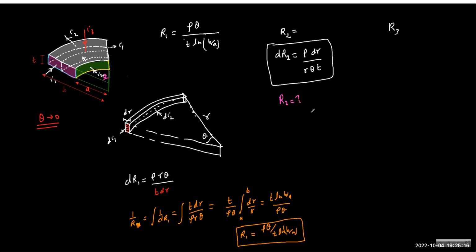So we get rho ln b by a upon theta t. Here dr itself is in the numerator, which means all such elementary resistances will be in series or parallel. Which combination do you see? Okay, you don't know. In series combination, resistance will add up, right?